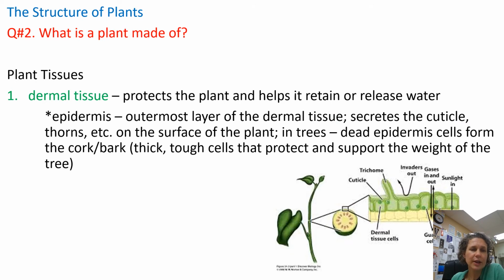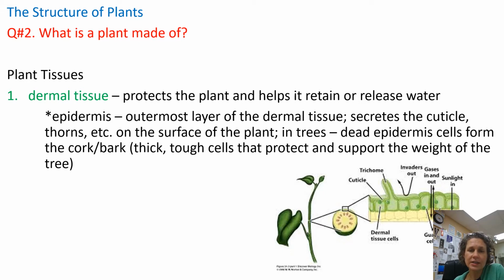Okay, so now the structure of the plant, the parts of the plant. First off, we have the dermal tissues. This is the outer layer, and it is typically called the epidermis. Its job is to protect the plant, helps it retain water, but also release water as more comes up through that vascular tissue. It is the part of the plant that makes the cuticle, that waxy cover. It makes thorns on the stem, anything that's on the surface.